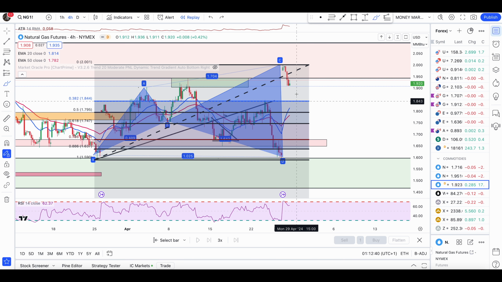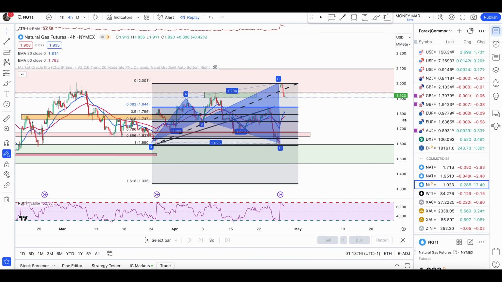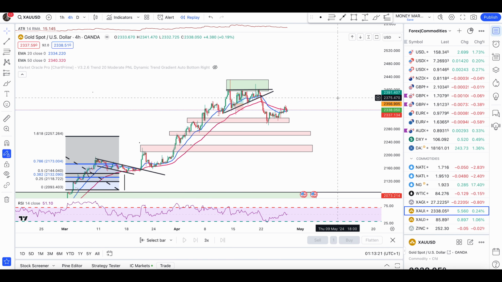We have a valid advanced pattern here as well, but if we have a pullback entry above 50 EMA, that is where I want to enter my trade. So keep an eye, these are the conditions now I'll be looking at for natural gas trade. Let's now look at gold.